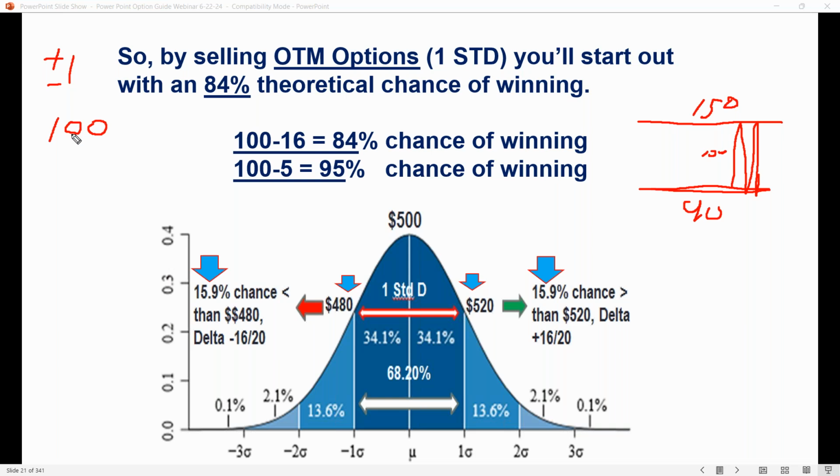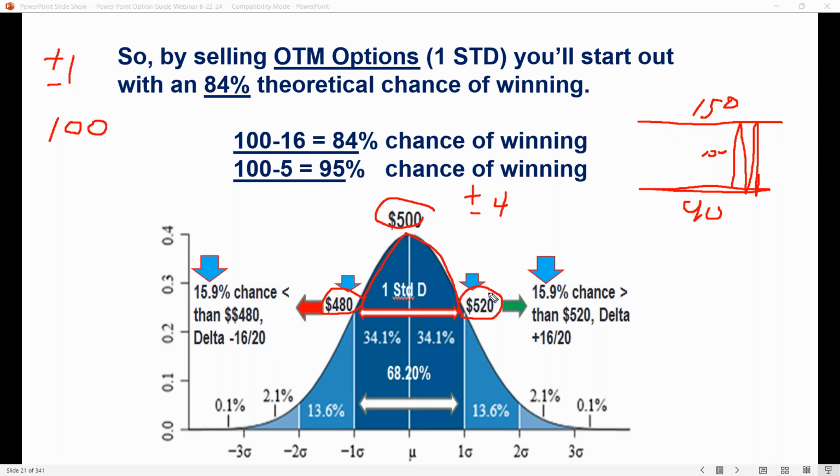So the option delta represents 100 shares of the underlying security, okay? In this example, the expected move would be plus or minus 4%, up or down. That would put the expected outside price point on this bell curve at 520, and on the downside at 480. So that's the expected move of plus or minus 4%.